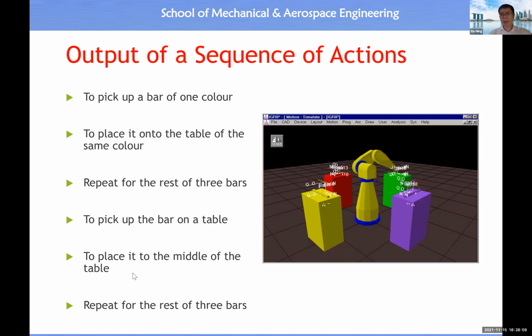So actually there are two types of tasks. One is to place the bar onto the table of the same color, and also to place the bar in the middle of the table. All right, so this is a possible version of the action sequence.